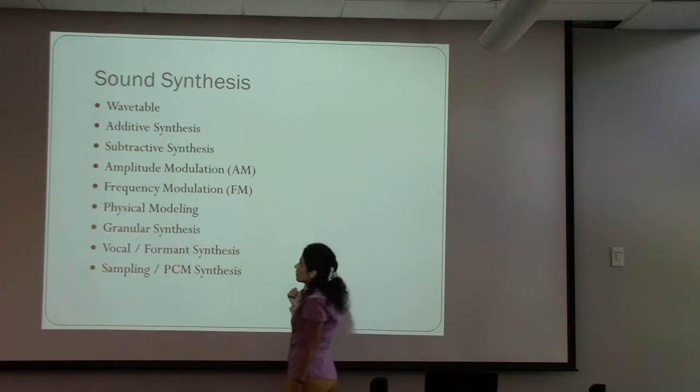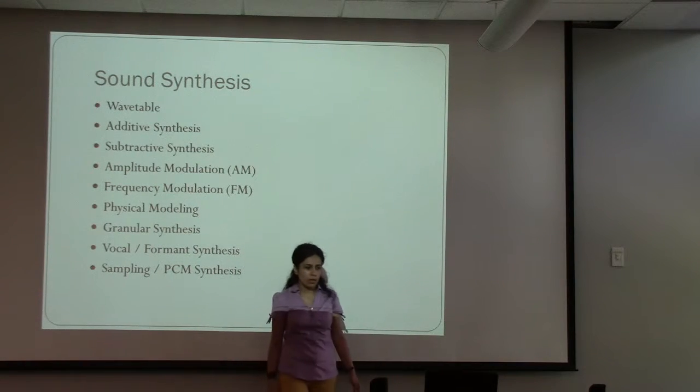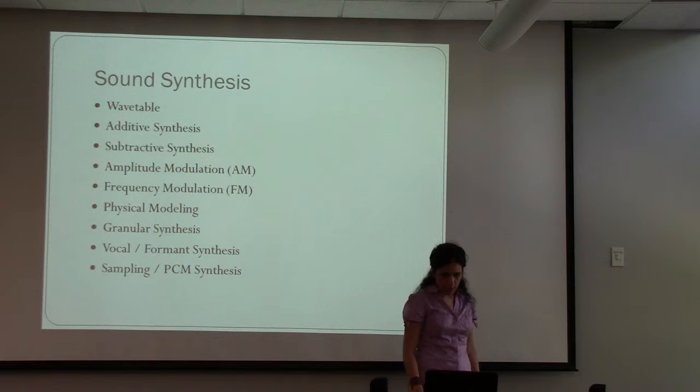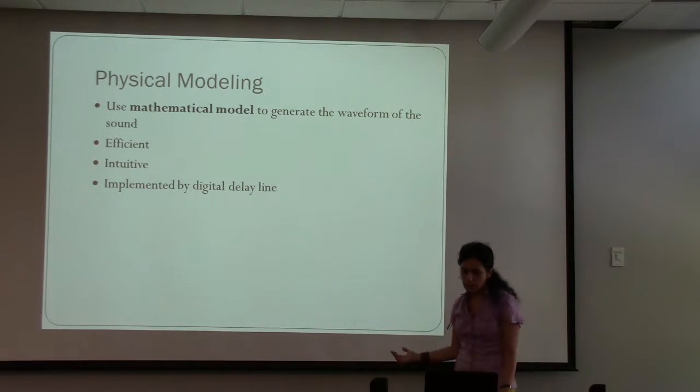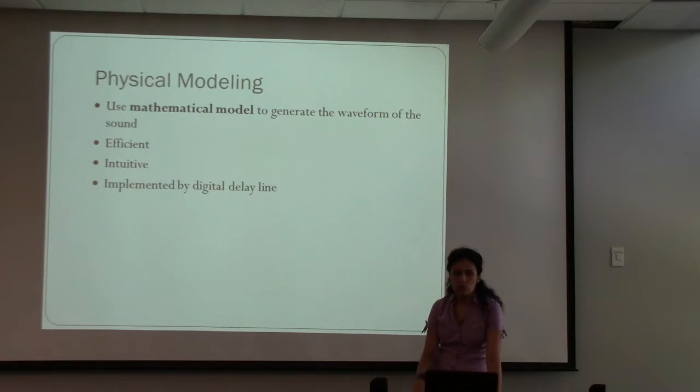The one we used recently is physical modeling. Physical modeling was started by Julius Smith. The concept of physical modeling existed before, but he was the first person to use physical modeling for synthesis of sound. So we use a mathematical model to generate the waveform of sound. It's very efficient computationally and very easy to use. And it can be implemented by a digital delay line. I will explain it later.